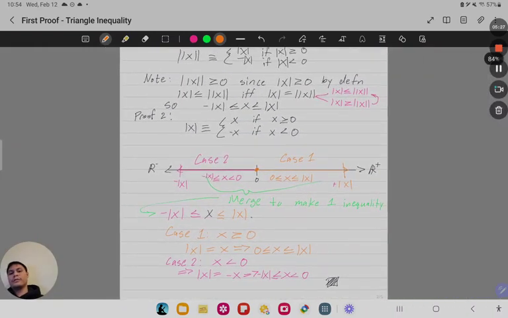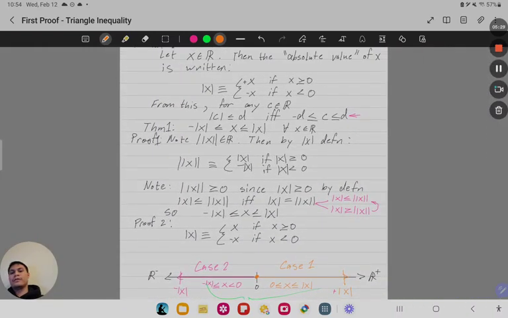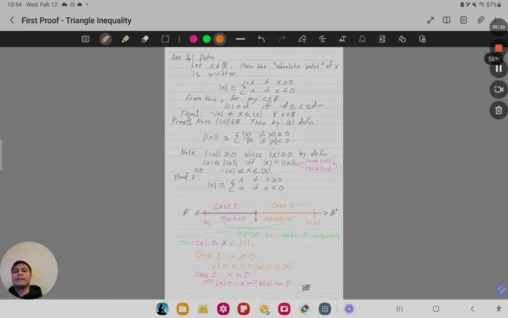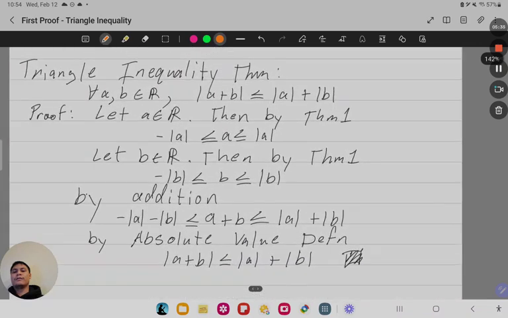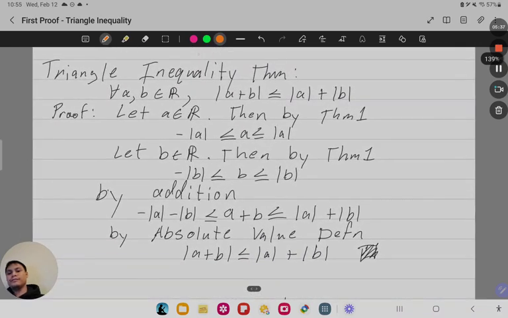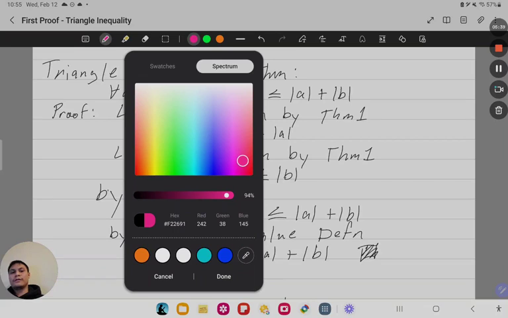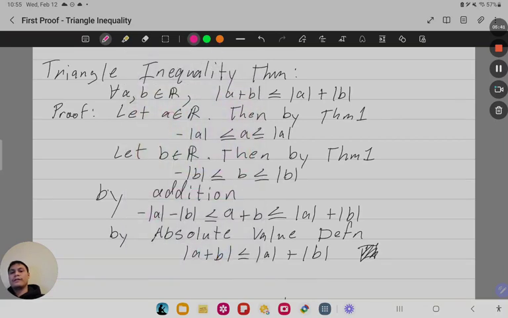So that's our little mini proof for what we're going to call theorem 1. Now we're going to prove the triangle inequality theorem. First off, we're going to let a be a real number. That's going to be our first number in our number pair. Then, by the theorem 1 corollary, a is going to be between negative absolute value of a and positive absolute value of a, and likewise for b.